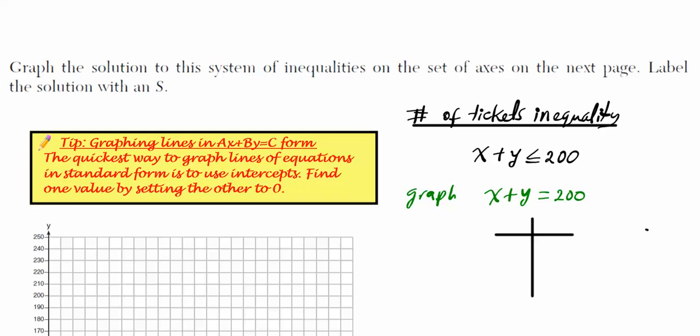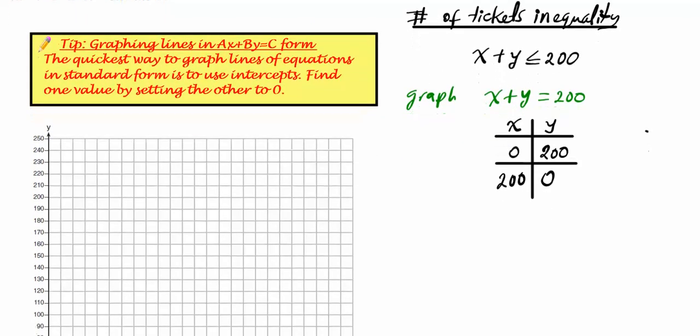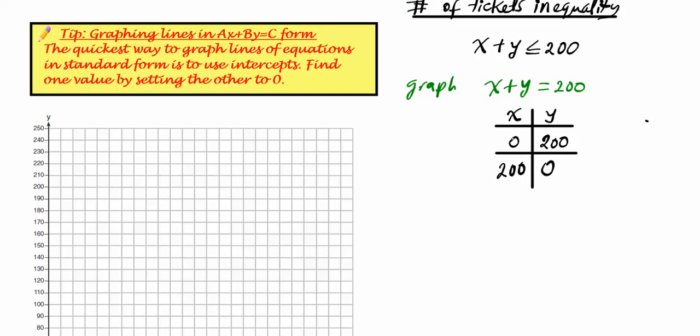This is how you do it. You have x and y. You set x to 0, find y. And then you set y to 0 and find the value of x, okay? This is easy to solve. If x is 0, you can clearly see that y is going to be 200. And when y is 0, you can clearly see that x is going to be 200. So we have 2 points that we can graph to define the number of tickets inequality.